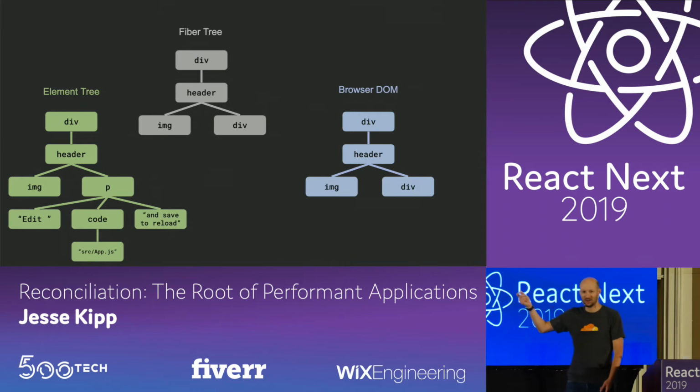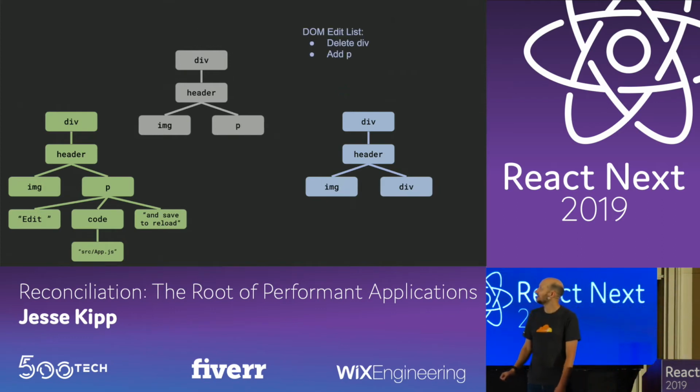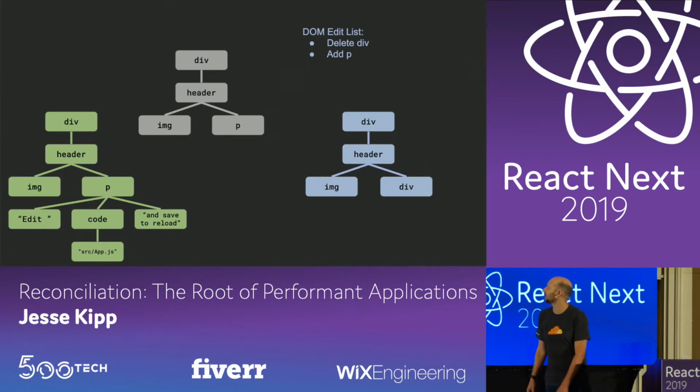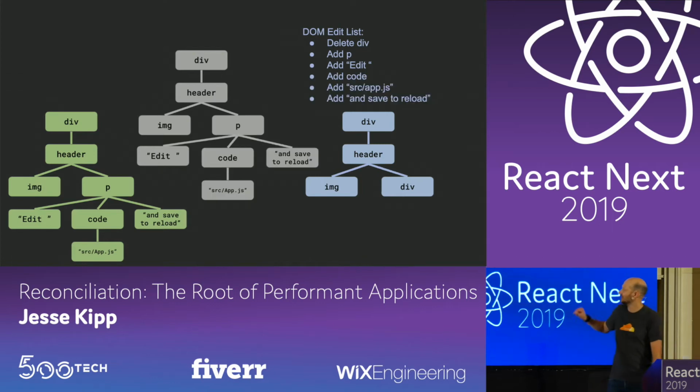So image, all right, we're doing great. Then p, div, well, we have a change to the DOM here. So we're going to need to make a change. React makes a change to its internal state, and then it starts building an edit list of things that are going to be changed in the DOM. When we execute this in the DOM, we're going to delete div, and we're going to add p. Keep going down the tree. We're going to add an edit, and then we're going to add the rest of this stuff too.